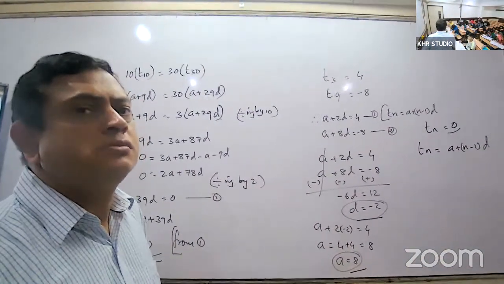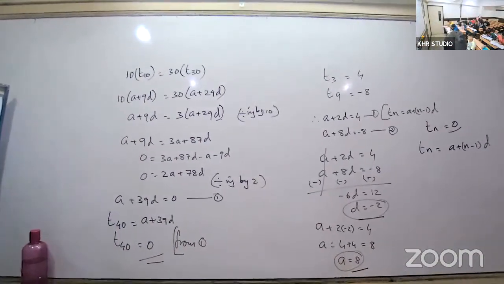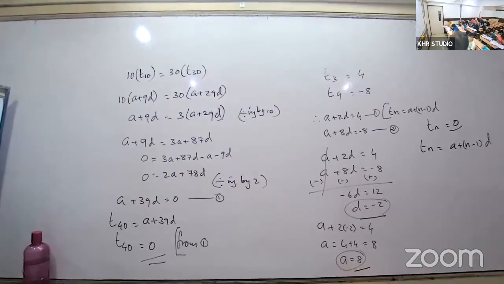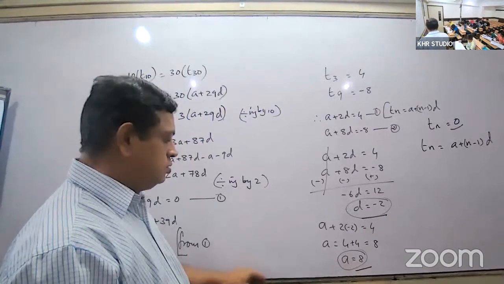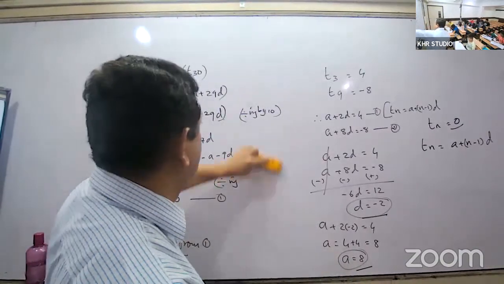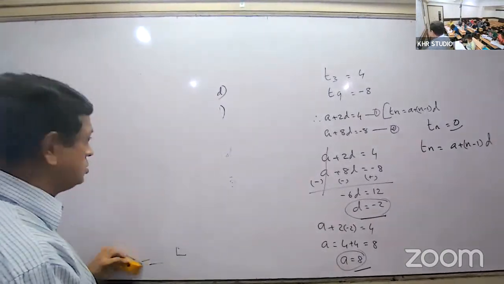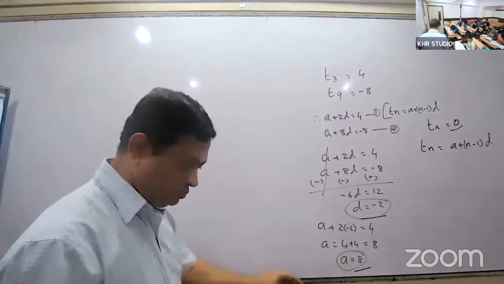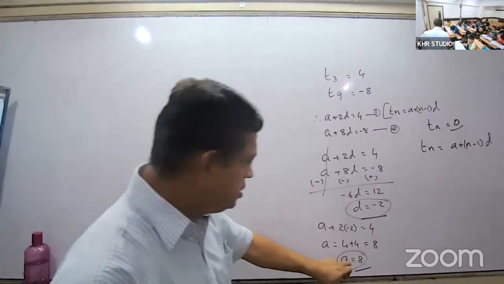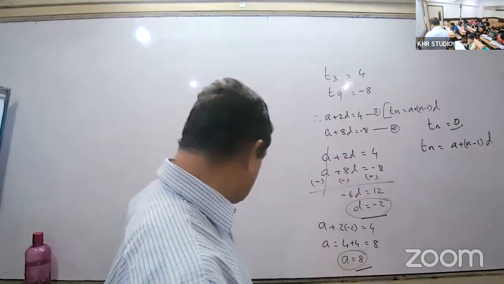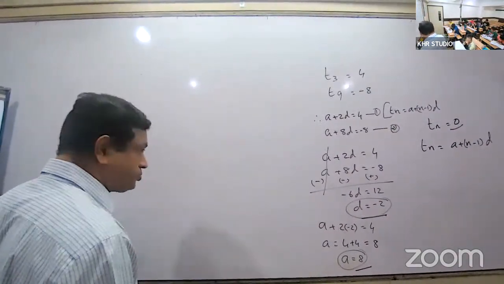Do you want to see how many have got the answer? Those who got the answer, say so. Let all of them do it now. Which term is 0? Steps are written in your book. You have 3 values: A is there, D is there, Tn is there. Substitute all 3. Shardul, what are you doing? Do it fast and get the answer.